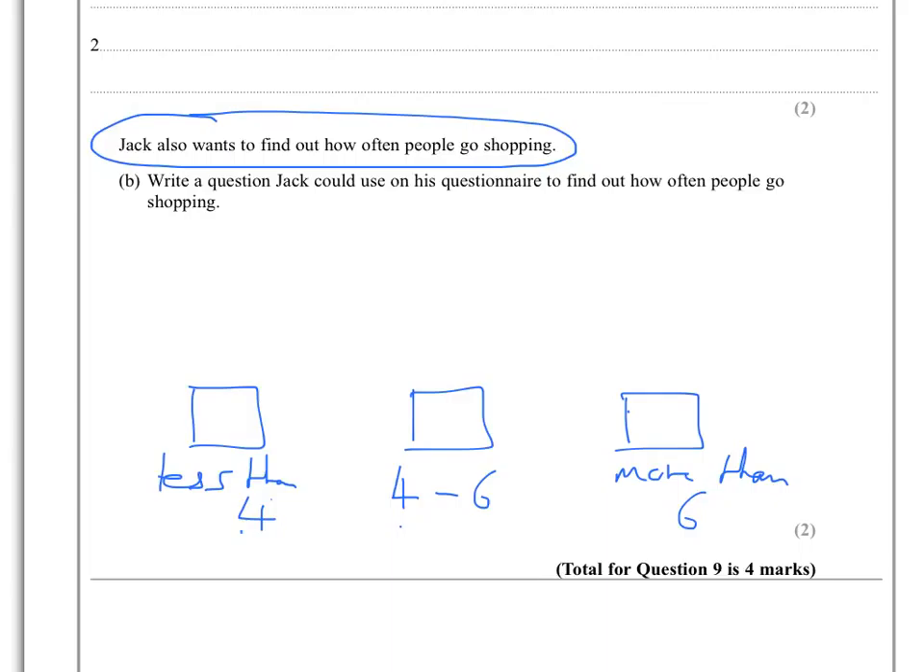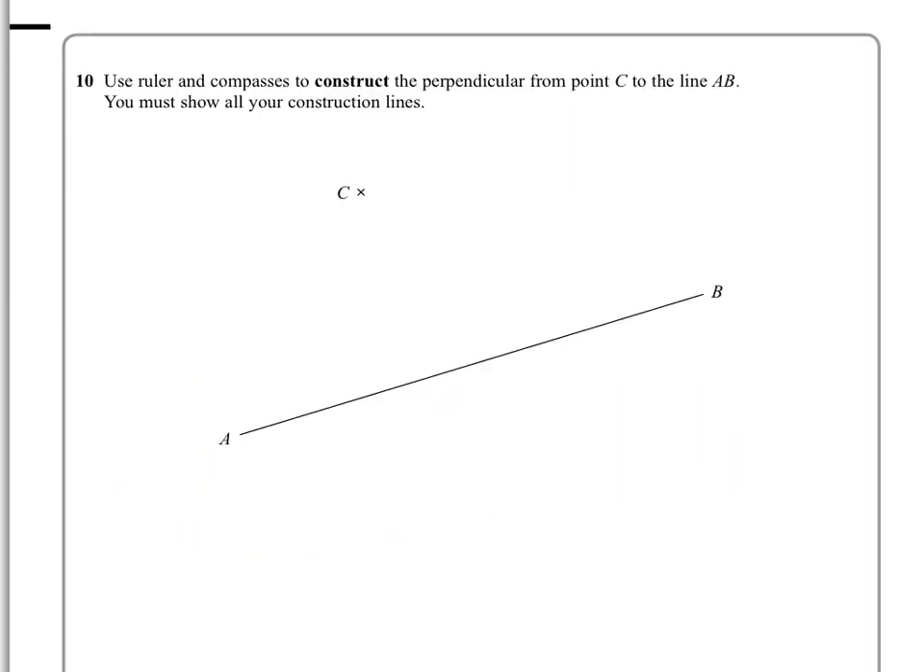Now, some people get worried about the 4 being here and here, but if we think about it, less than 4 doesn't include 4. So if you wanted to tick 4, then you'd have to tick the middle box, because 4 to 6 includes 4, less than 4 doesn't include 4, less than 4 means less than 4 but not including 4. So less than 4, 4 to 6, more than 6. You don't have to use the numbers 4 and 6, but I usually do in most of these questions, and we get away with it.